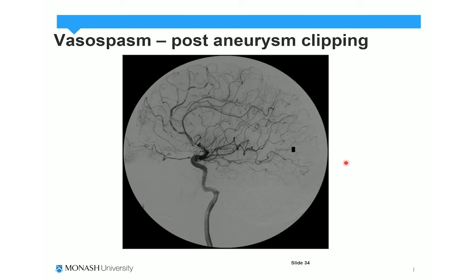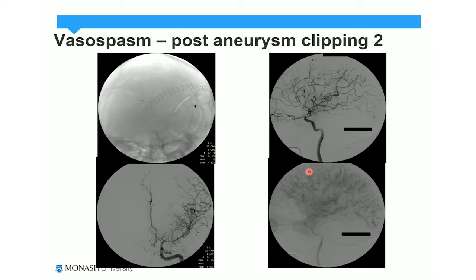This is a case of vasospasm post-aneurysm clipping, which can result from the irritation on the brain of subarachnoid hemorrhage. You can see here along the callosomarginal vessel, we're seeing kind of like a sausage appearance to the vessel here, which is a result of vasospasm.